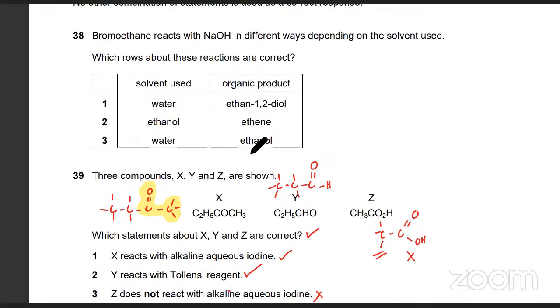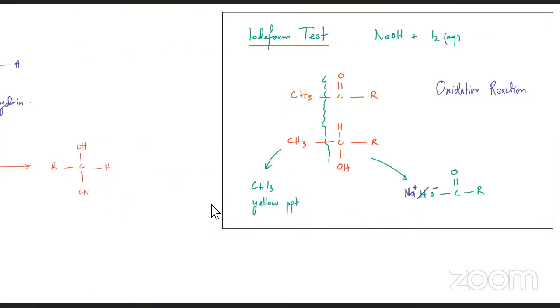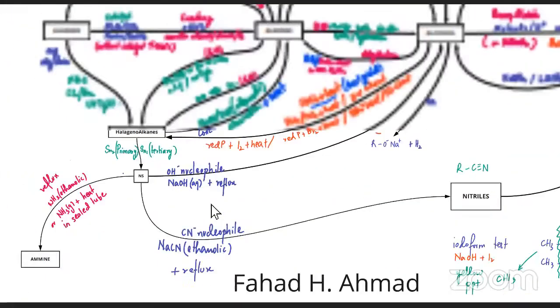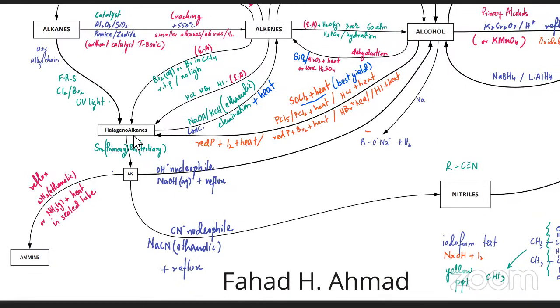Okay, then the next: bromoethane reacts with NaOH in different ways depending on the solvent used, which of these reactions are correct. So halogenoalkane, okay? A halogenoalkane has two reactions. One of them is substitution. If you have a halogenoalkane, the OH comes and substitutes the halogen. It will turn into an alcohol. For that you need NaOH aqueous. Another reaction of a halogenoalkane is where you have NaOH and it's ethanolic, then it becomes an alkene. The halogen leaves and a double bond forms there.